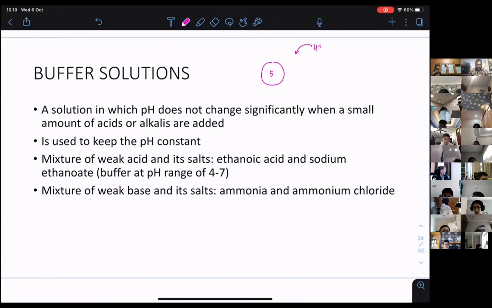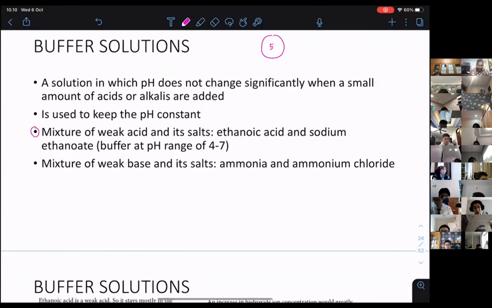The acid buffer, you can see, is the first example. It's a mixture of a weak acid and its salt. For example, ethanoic acid and sodium ethanoate. The base buffer example is a weak base, for example ammonia, and its salt, ammonium chloride. Now, what does it mean? It's a mixture. Please remember that it's a mixture.